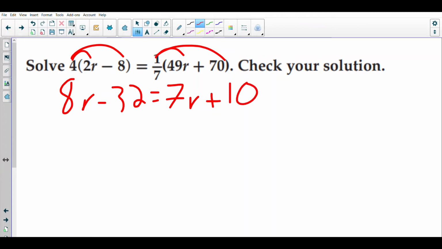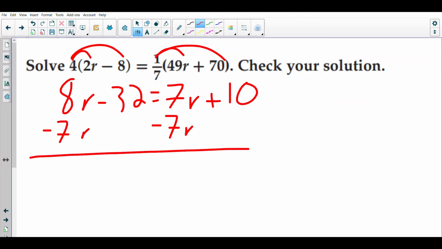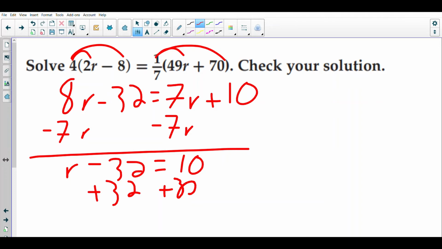So there we go. So now again, I'm going to move things around. I'm going to move everything to the left, the variables to the left. So I'm going to subtract 7r from both sides. So I get r minus 32 is equal to 1. And well, that kind of works out nice. I don't have to do any division. I just have to move the 32 over. So I get r is equal to 33.